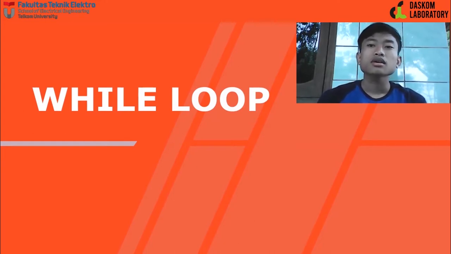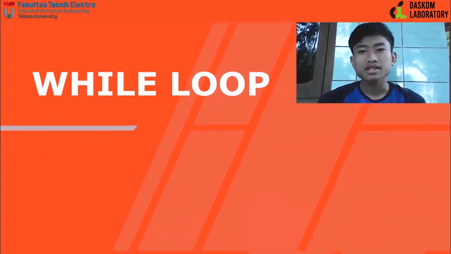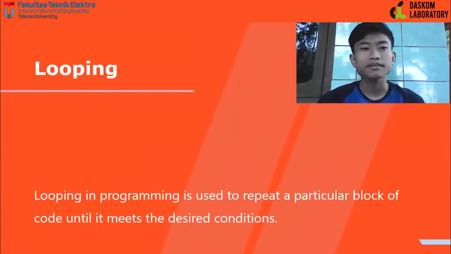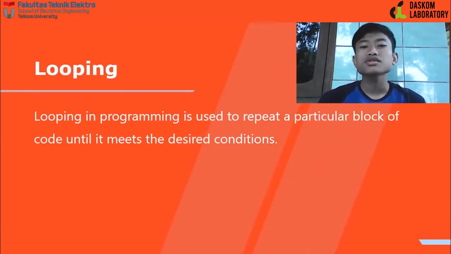In this video, I will explain about while loop in C programming language. But before that, we will learn about looping first. So what is looping? Looping in programming is used to repeat a particular block of code until it meets the desired condition. So this is a program that can repeat again and again before the condition can stop the program.